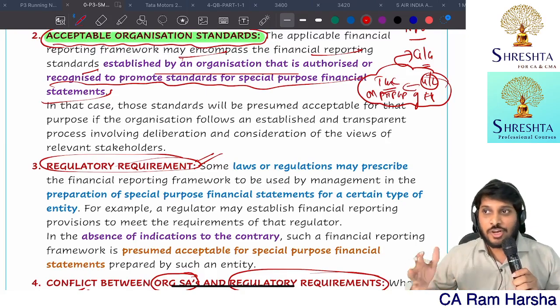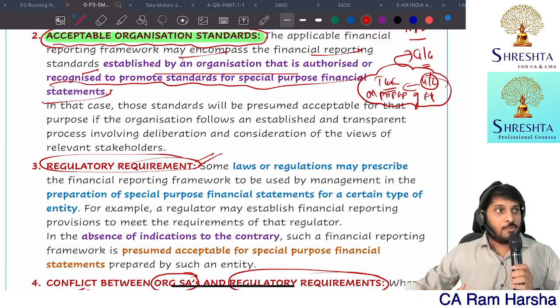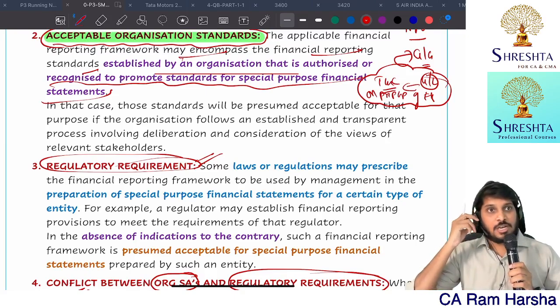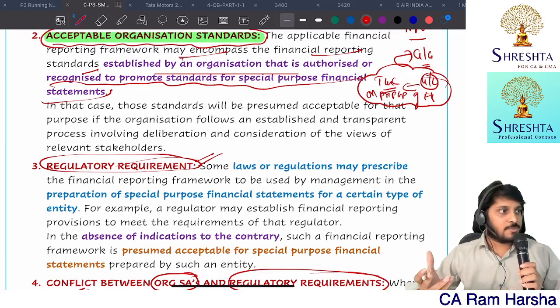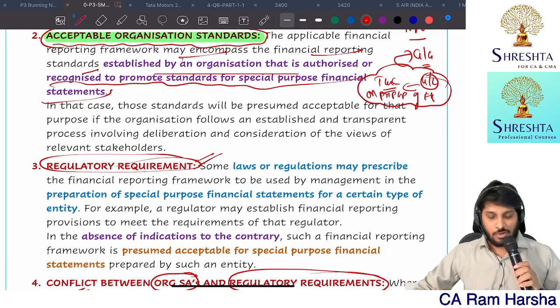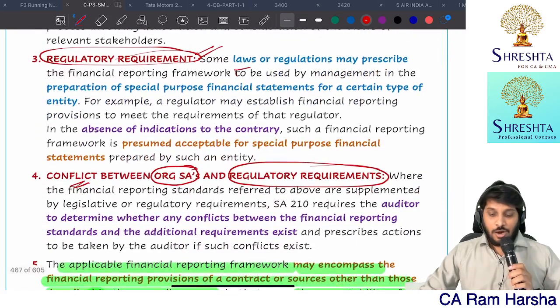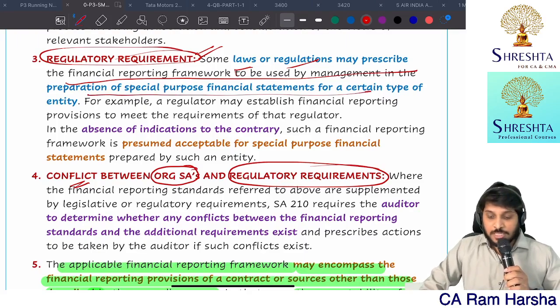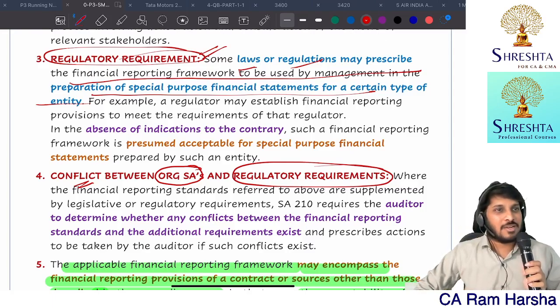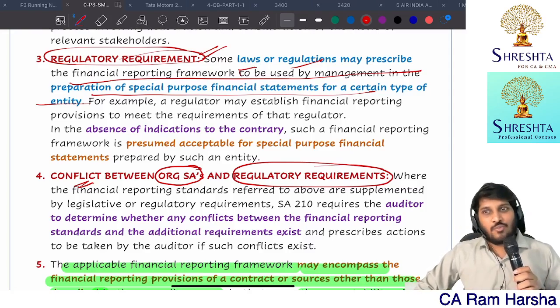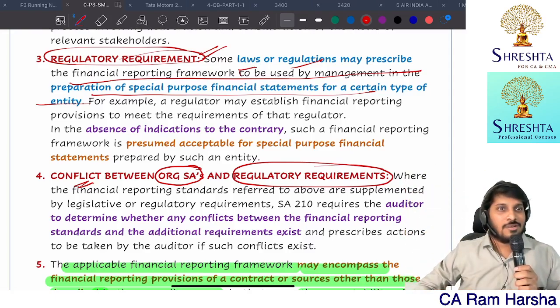In India, there is no such authority that is there to promote standards for special purpose financial statements. Is there any accounting standard for special purpose financials? Do you know? No. Regulatory: the law or regulation may prescribe the financial reporting to be used for special purpose financials. First of all, how can a law decide a special purpose framework? Because what is a special purpose? What is your purpose? How does the lawmaker know?